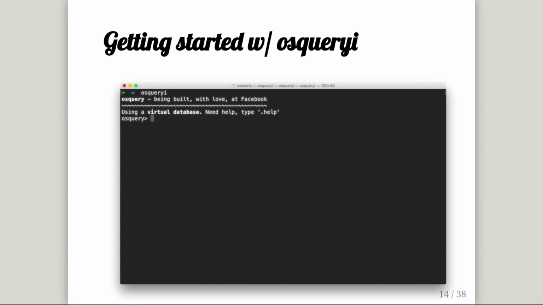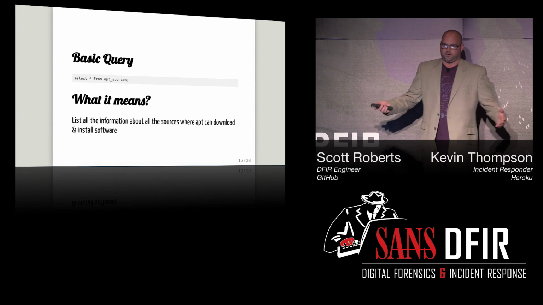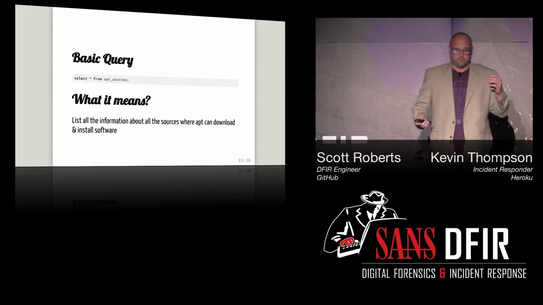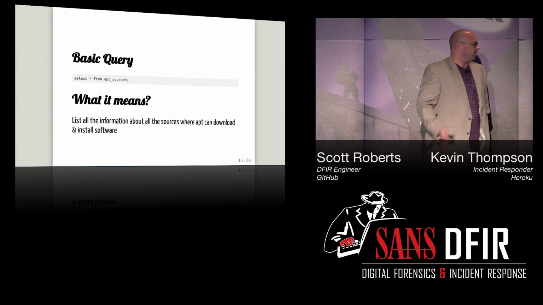But this is what the REPL looks like that Scott was talking about. It just gives you a nice little shell like this, but you can start entering queries into that. And since most of us are familiar with SQL, we'll start with something really simple. Here I have a query to select star from app sources, and that's going to get you all the information about the app sources. So really basic, easy to understand.